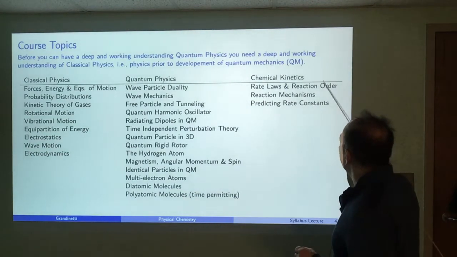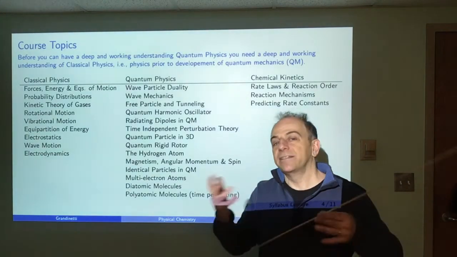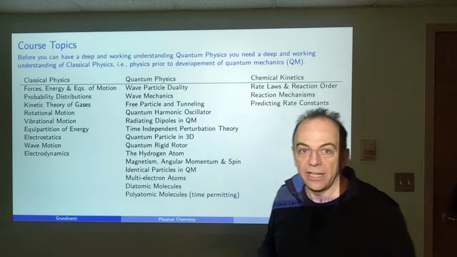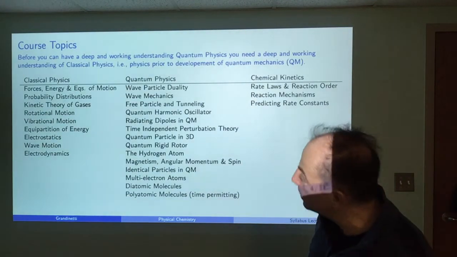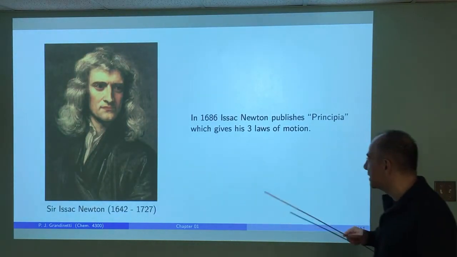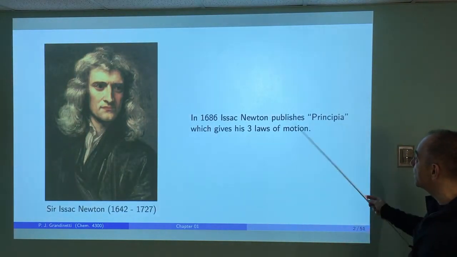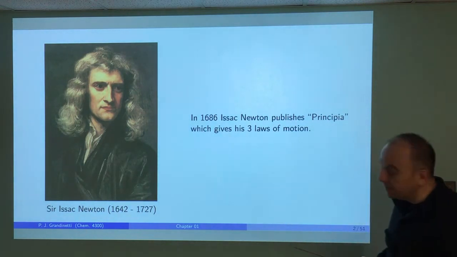Finally, in this course, we're also going to have to cover chemical kinetics as part of the syllabus. So we'll have the last 2 or 3 lectures covering some of that, although it's not going to be really strongly connected to this other material. Now, for our purposes, we're going to begin back in 1686 when Isaac Newton published his Principia, and in his Principia, he gives us his 3 laws of motion.